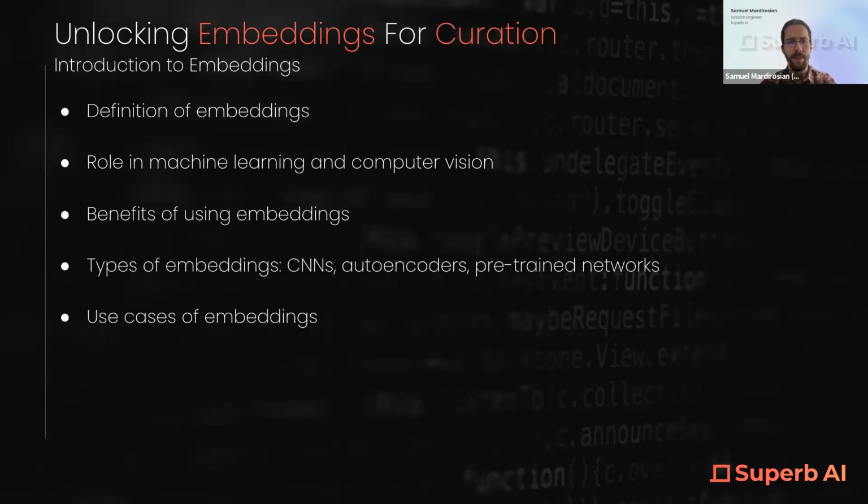Embeddings can offer several benefits, particularly in the case of unstructured data, such as raw, unlabeled images. They let us handle large datasets more efficiently, improve model performance, and gain deeper insight into the underlying structure of the data. There are various types of embeddings, including those created using convolutional neural networks or CNNs, autoencoders, and pre-trained networks. Embeddings have a wide range of use cases, from image generation and style transfer to data organization.